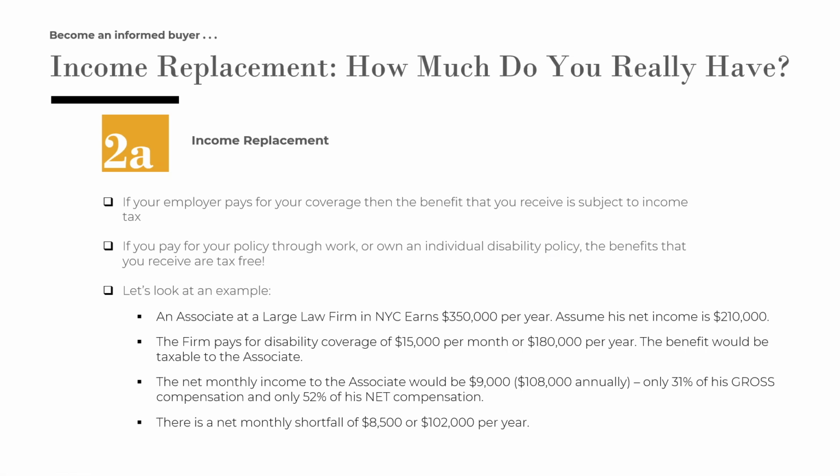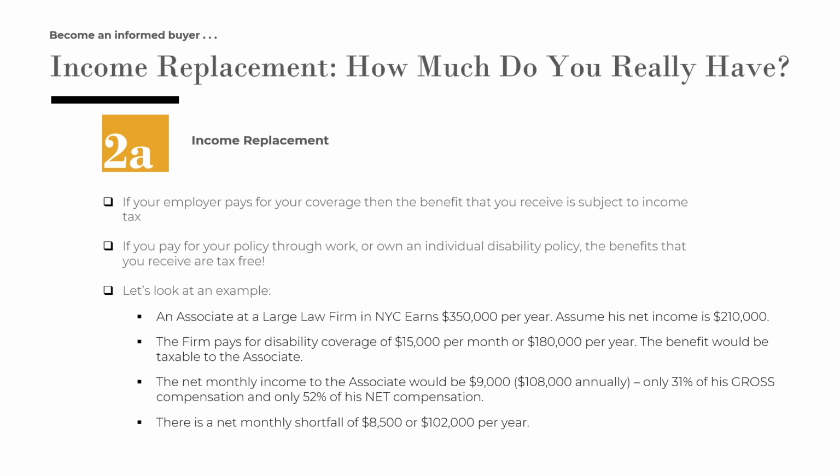So let's look at an example. An associate at a large law firm in New York earns $350,000 a year. I know that seems like a lot of money to most of us up around here, but trust me, in New York, it's not as much as you think it is. The net income is around $210,000. The firm pays for his coverage of $15,000 a month, or $180,000 a year.